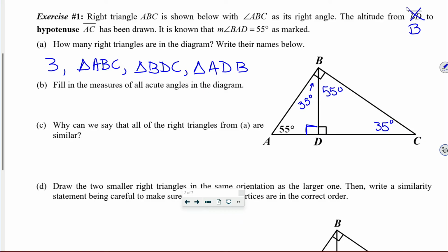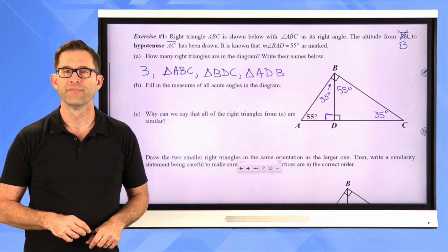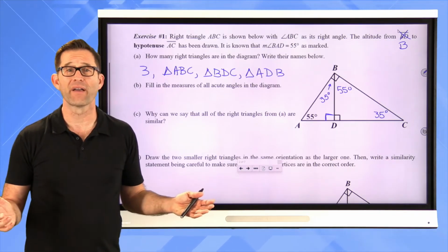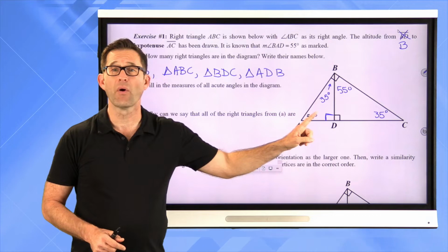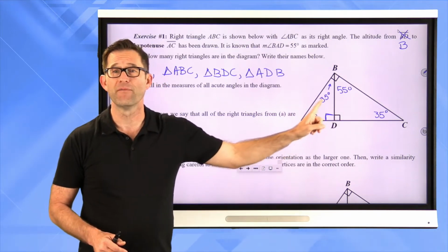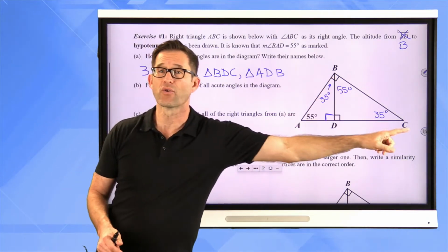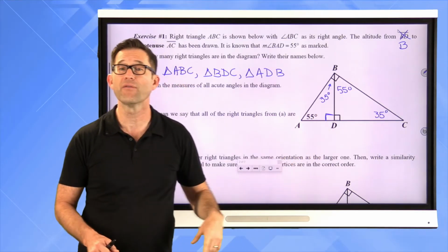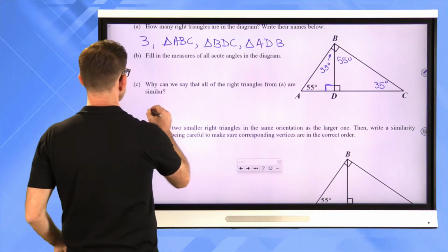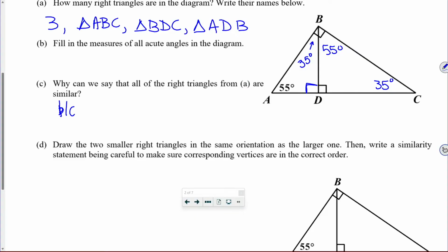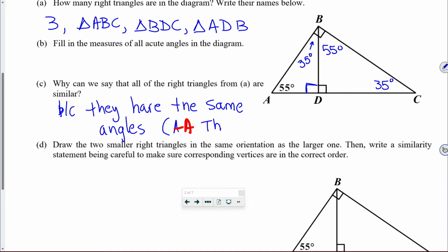Letter C. Why can we say that all of the right triangles from A are similar? Well, we can say it based on the angle-angle similarity theorem. Whether we're talking about this small right triangle compared to the medium one, they both have 55 and 35-degree angles, or whether we're talking about any one of them and the large right triangle, which has angles of 55 and 35. All 3 triangles are similar because they have the same angles. So we could say it by the angle-angle theorem.